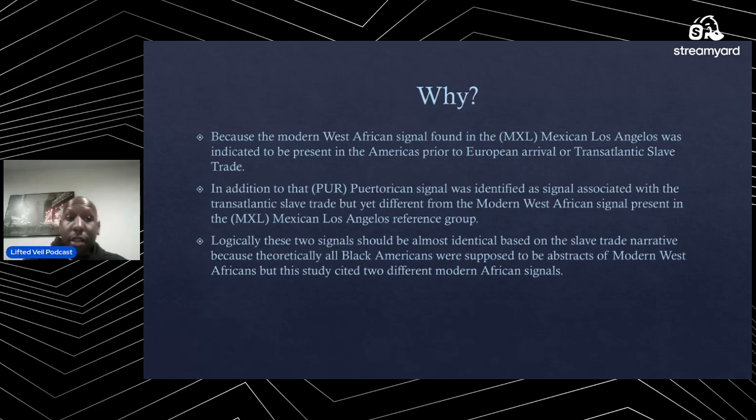Oh, I'm sorry. No, the Puerto Ricans are the ones who showed that signal, right? So how could this be? It's supposed to be the same signal. Logically, these two signals should be almost identical based on the slave trade narrative, because theoretically all Black Americans were supposed to be descended from modern West Africans, but this study cited two different modern African signals.